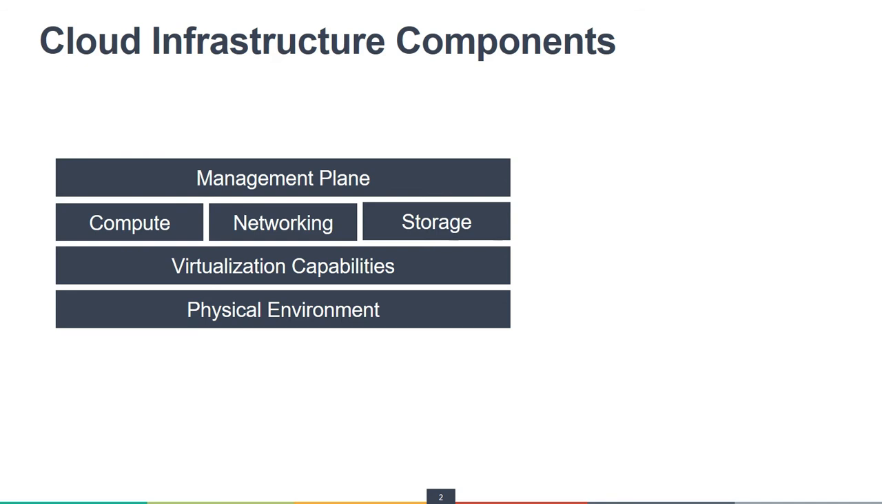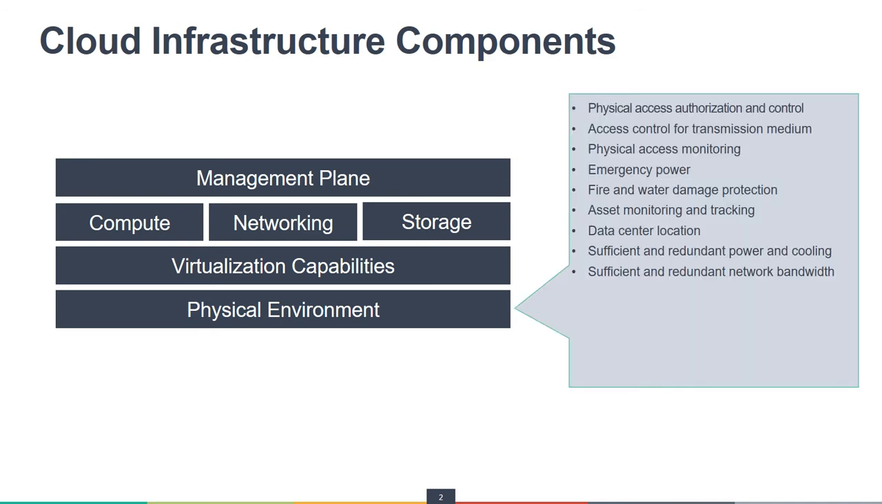If we talk about the physical environment, this really covers physical access, authorization, and control that defines and enforces the controls for least privileged access to the physical resources, and access control for the transmission medium, like defining security safeguards for power and network cables to prevent damage, disruption, tampering, or even theft.